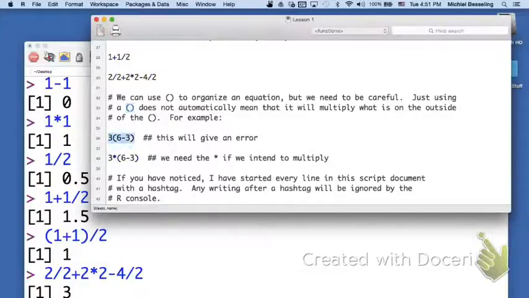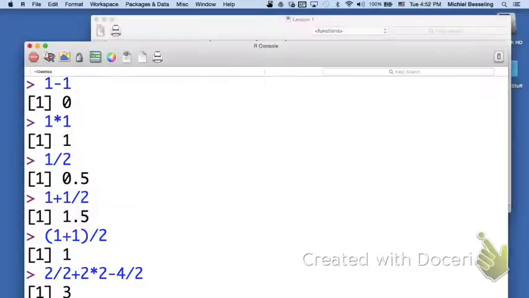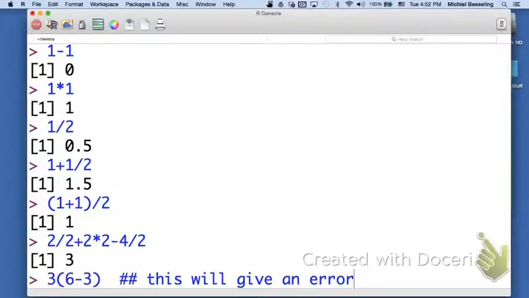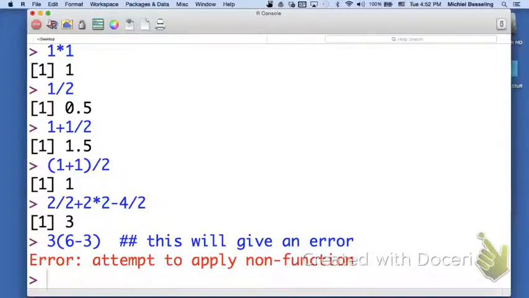So for example, if I want to do something like 3 times 6 minus 3, and just to show you this hashtag here, I can copy and paste with those pound symbols, slash hashtags, and it's going to ignore all of this. So it's just going to do this operation, but we get an error. Why do we get an error? Because with this little 3 parentheses, it says attempt to apply a non-function. It's actually thinking that there's some function called 3, and we're going to do 3 of 6 minus 3, but it doesn't know what this function is. So it's giving us an error code.